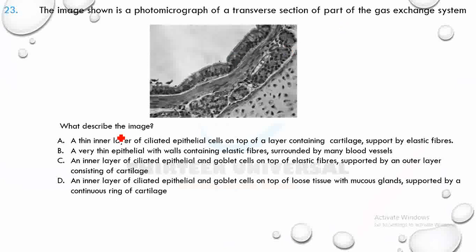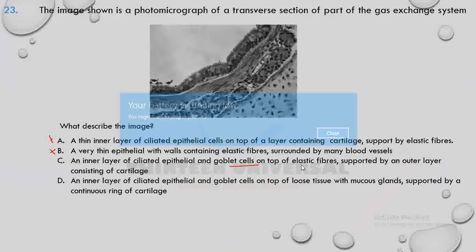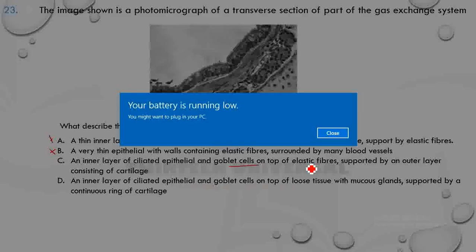A says a thin inner layer. This inner layer is not thin, so that disqualifies A. The same thing for B: it's not thin, it's not squamous. These are columnar, cuboidal. So let's come to C and D. C says an inner layer of ciliated epithelium and goblet cells on top of elastic fibre. Yes, an inner layer on top of elastic fibre.